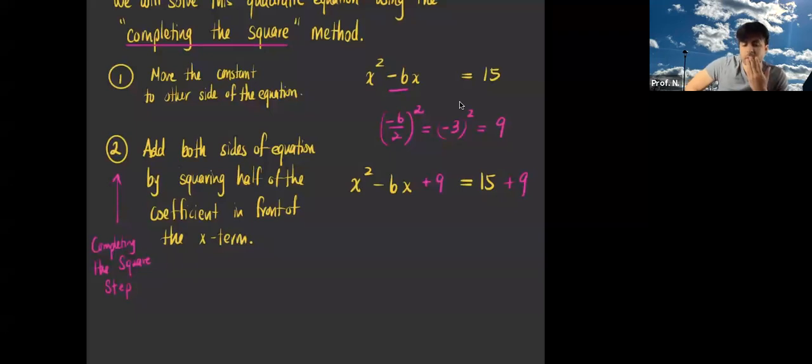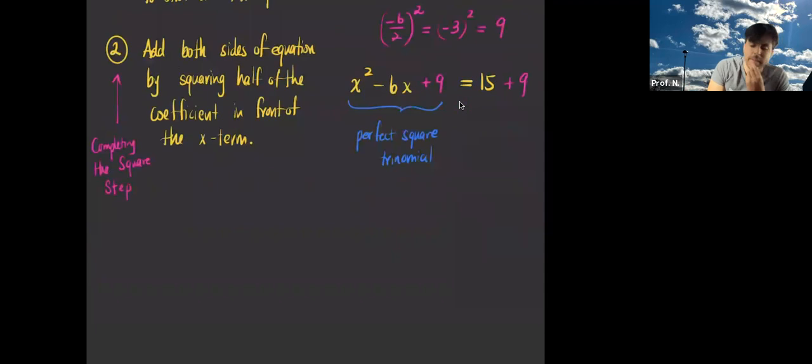What did we just create out of nowhere? We created what's called a perfect square trinomial. That is what's created. Now that we have a perfect square trinomial, what can we do? Step 3: Factor.